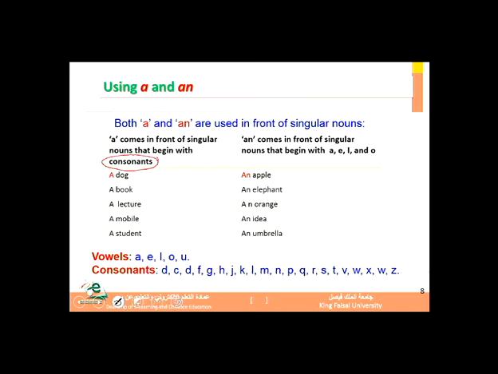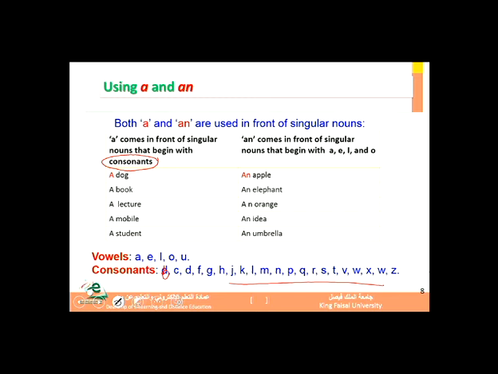What are the consonant sounds? Clearly this has to be B, C, D, F, G, etc. Those are the consonant sounds. What are the vowels? Those are the 5 vowels that we have.